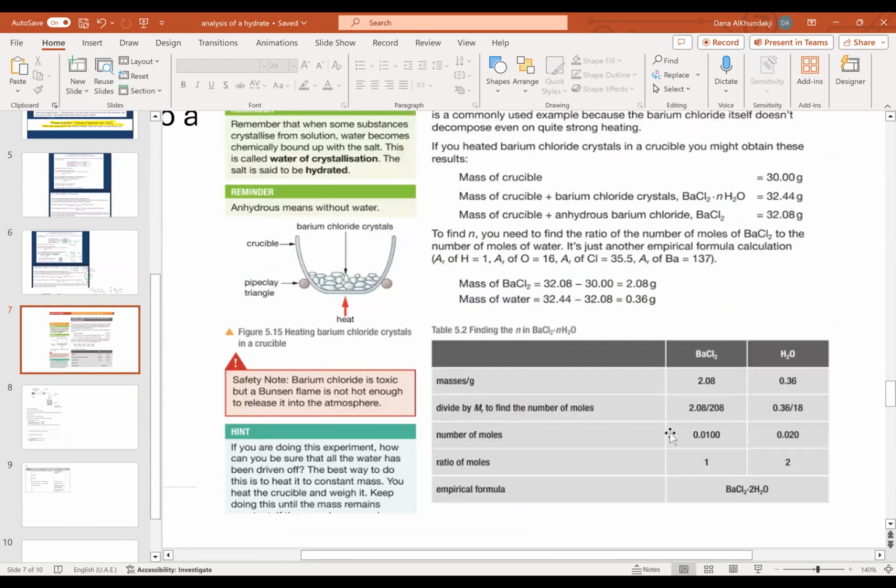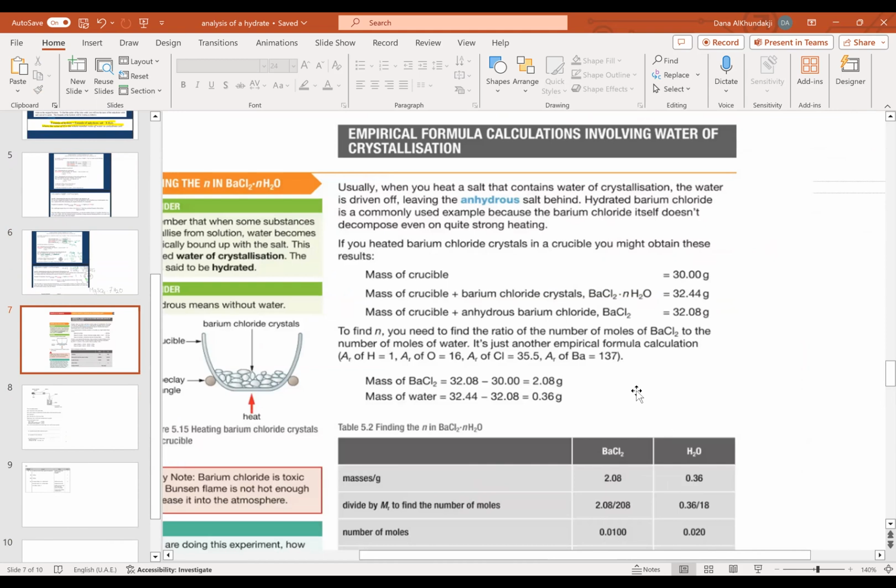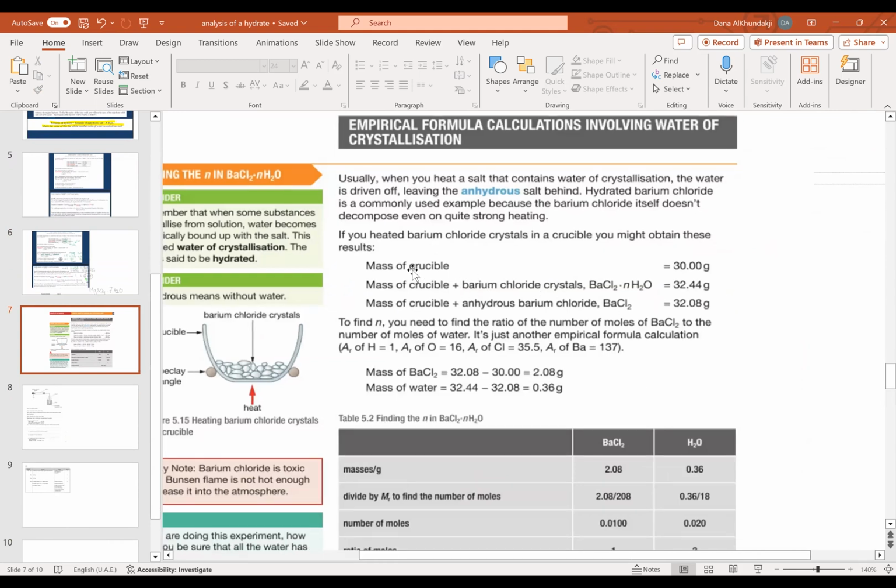So here, for example, the data that was given to you, the mass of the crucible was recorded, the mass of the crucible with barium chloride crystal, so the hydrated one, is given. The mass of the crucible with the anhydrous, okay, which means it's after heating, it's given. So you're looking for two things, because you want a relationship between barium chloride and the water. So always keep that in mind. What formulae am I working with?